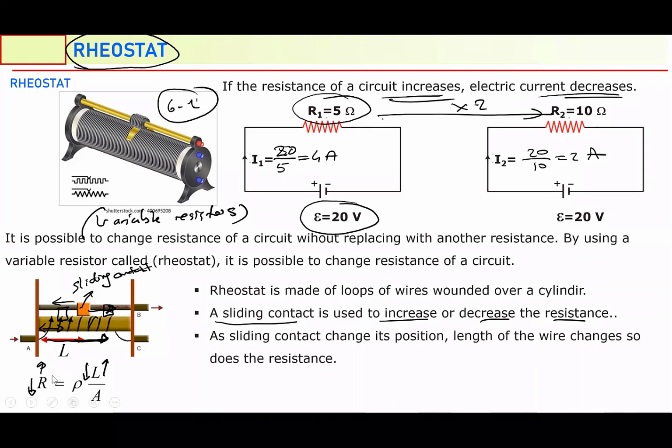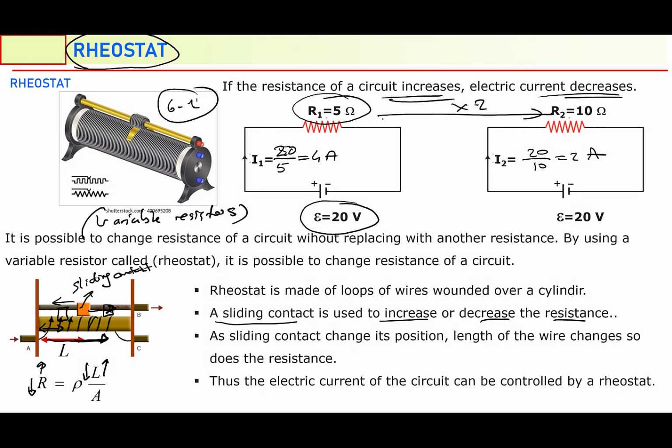As sliding contact changes its position, length of the wire changes, so the resistance changes. And we know that as resistance changes, electric current of the circuit also changes. So by means of this rheostat, you can control the electric current of a circuit. Thus the electric current of the circuit can be controlled by the rheostat.